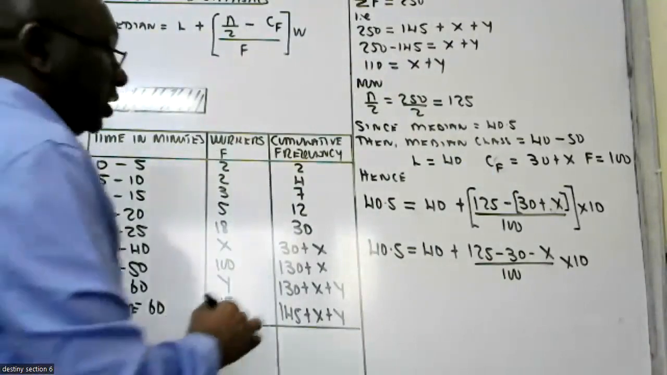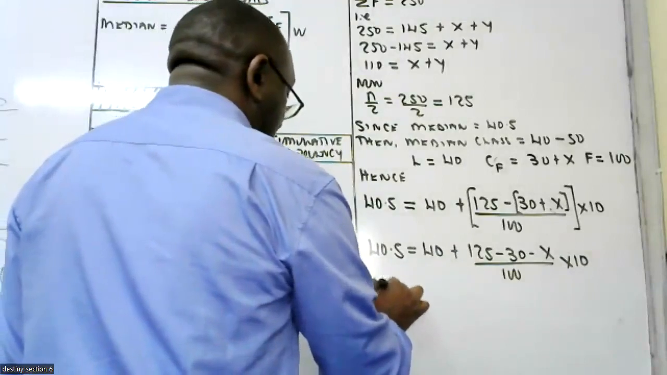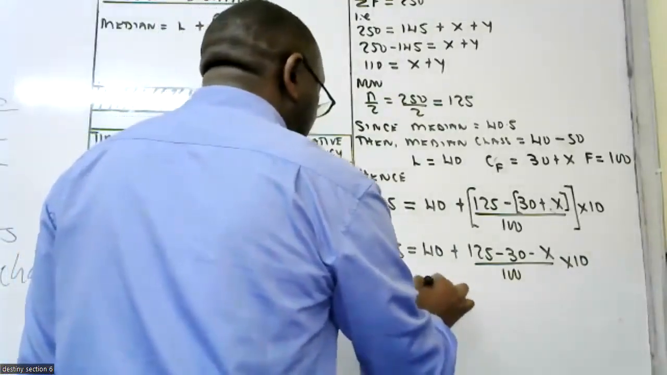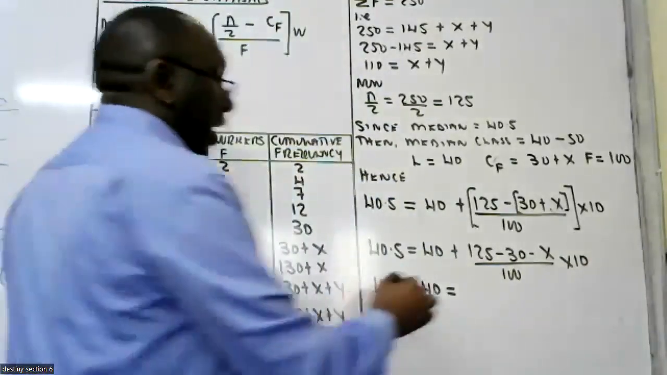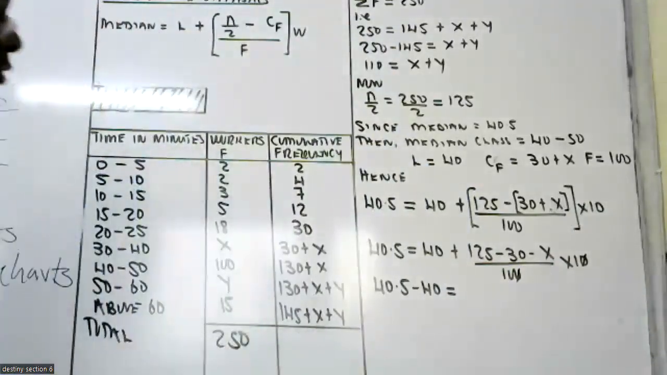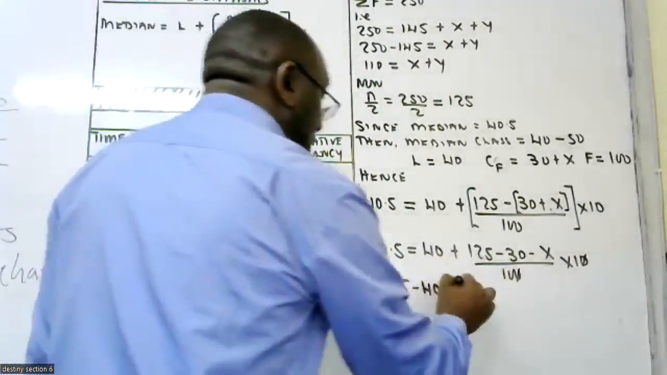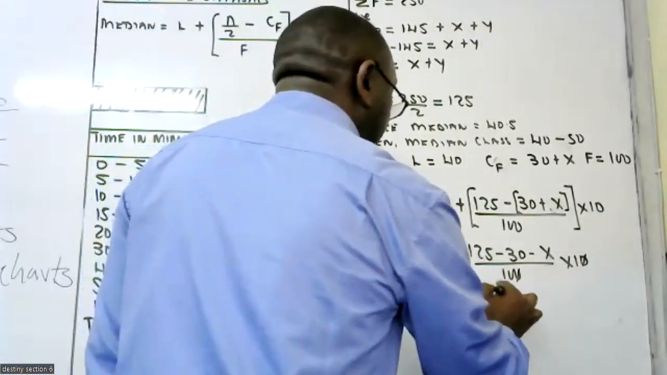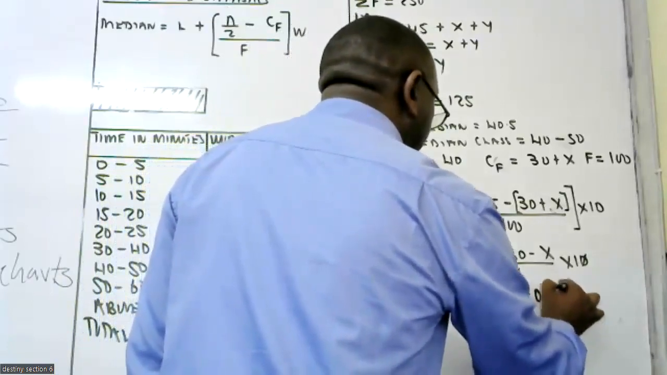So we can put the like terms together and get 40.5 minus 40. This one will cancel here, and cancel. Then the 10 divides here, so we achieve 12.5 minus 3 minus 0.1x.